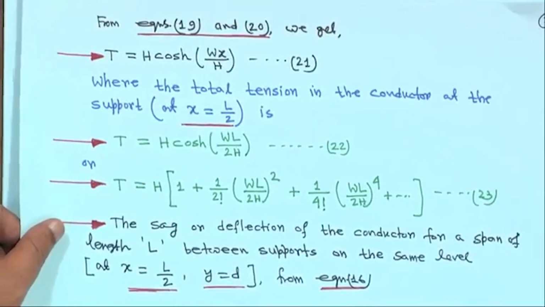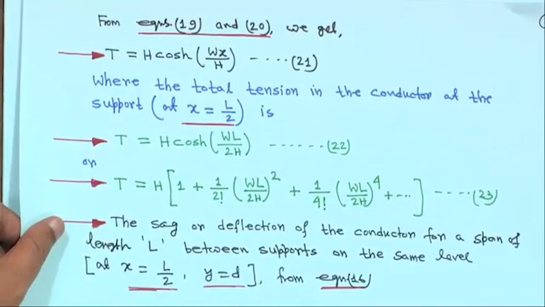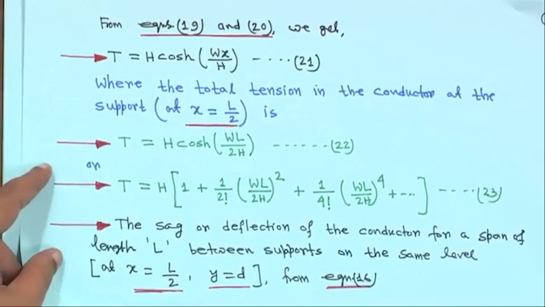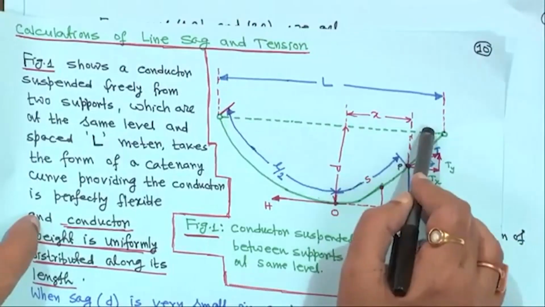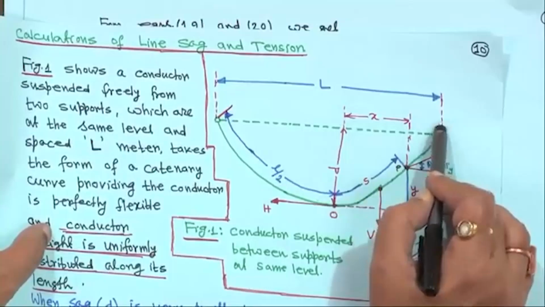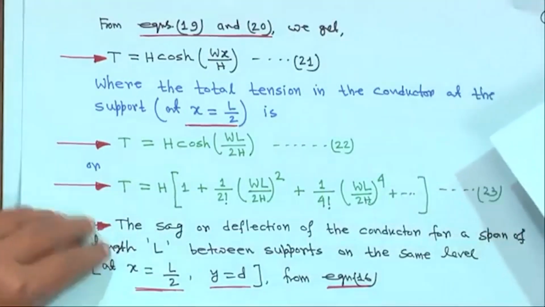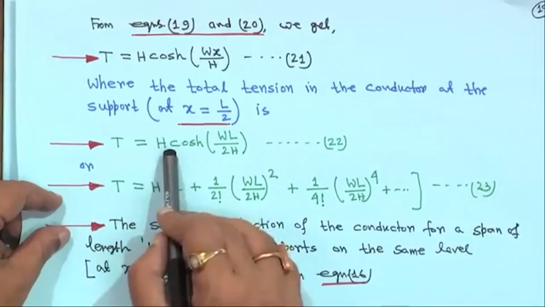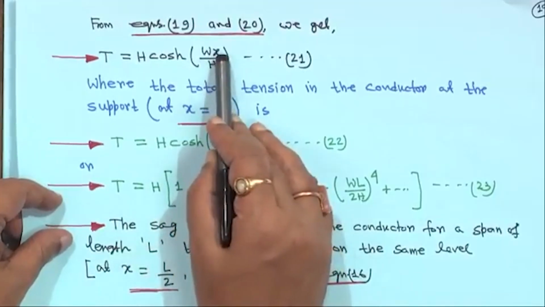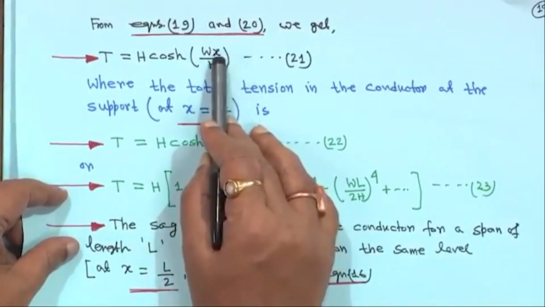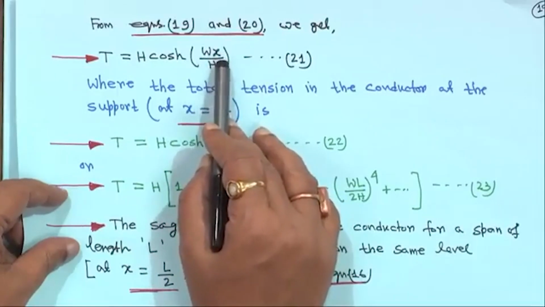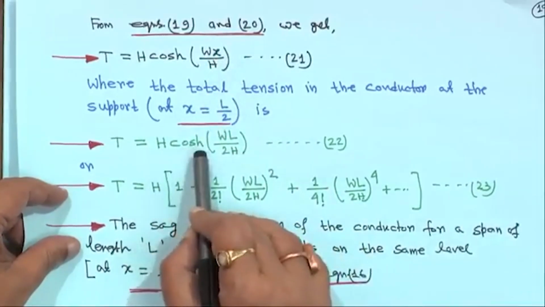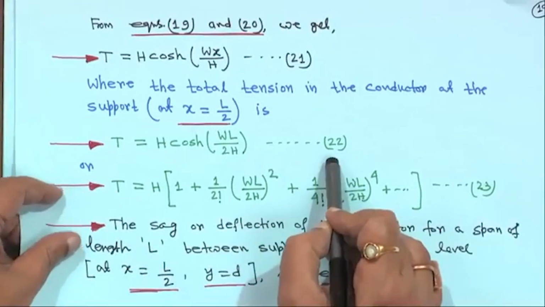So, where the total tension in the conductor at the support x is equal to L by 2, that is, if you look at the figure, this total distance is L and this will be L by 2. So, when x is equal to L by 2, then the total tension in the conductor at the support is, that means t is equal to h cos hyperbolic. When x is equal to L by 2, you substitute in equation 21, here it will be W L upon 2 h. So, h cos hyperbolic W L upon 2 h, this is equation 22.